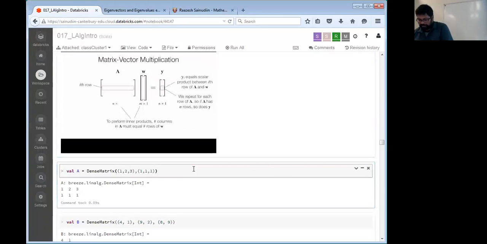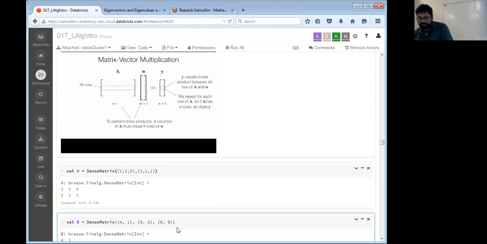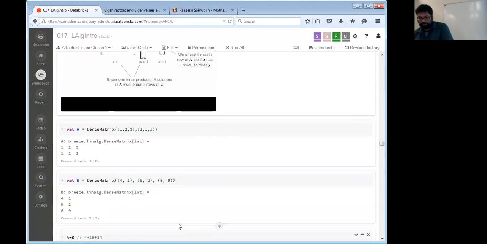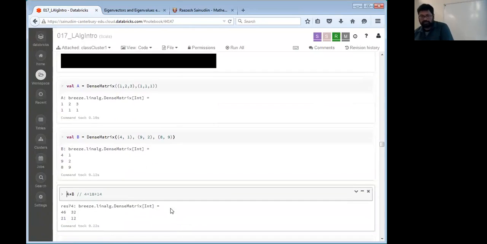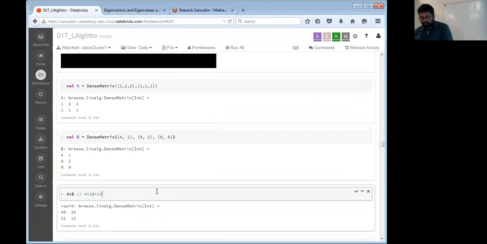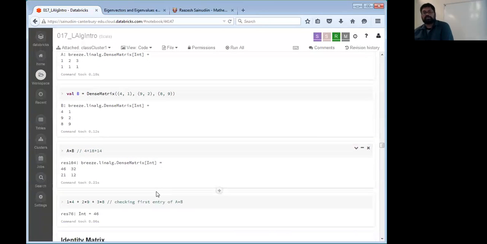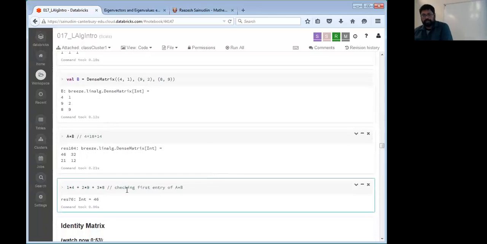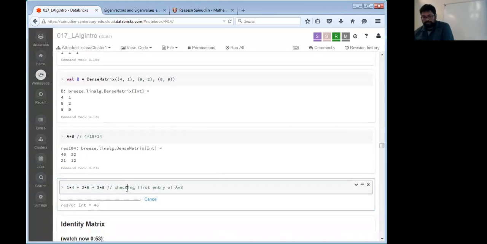Okay, so we just have dense matrices A and B, and we can definitely multiply these, right? So we get a 2 by 2 matrix. And we can check.